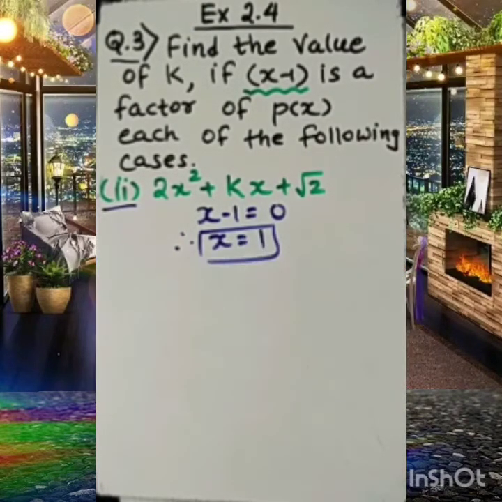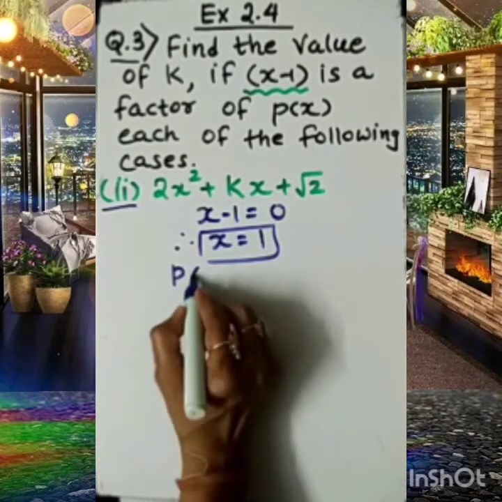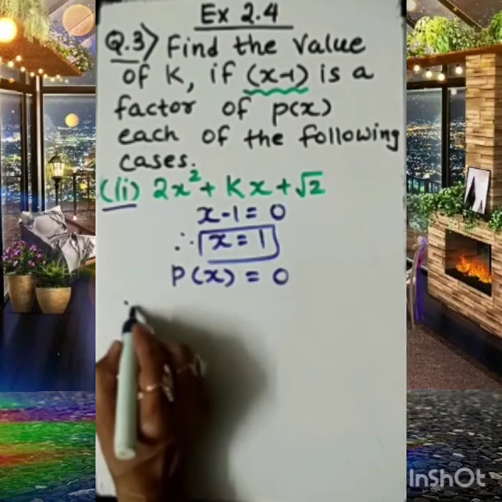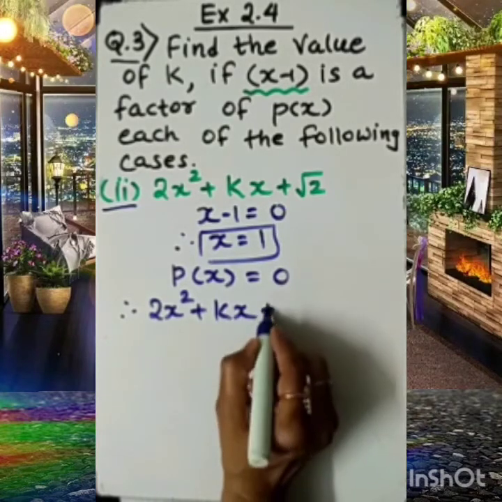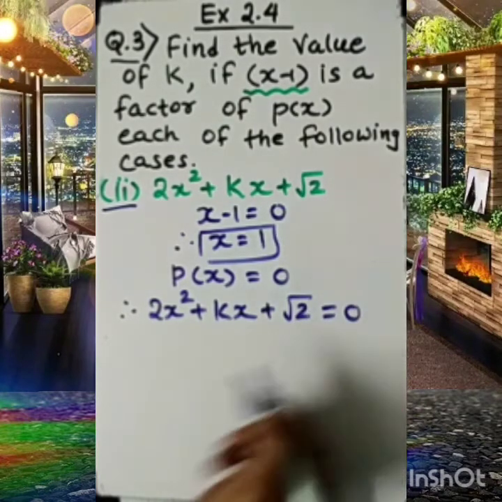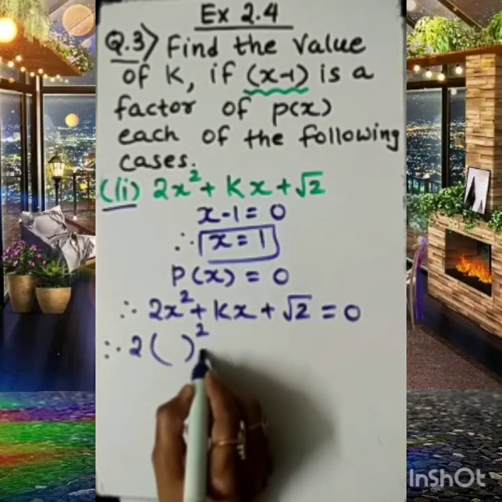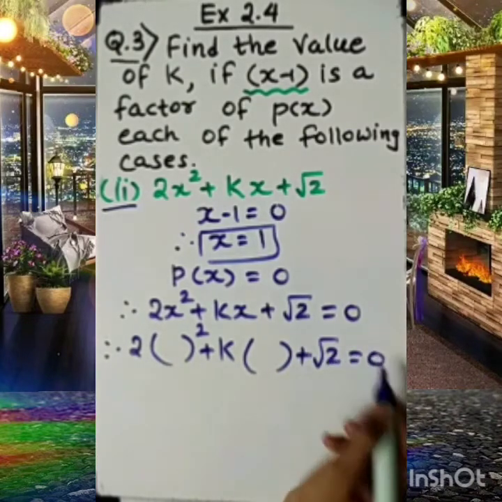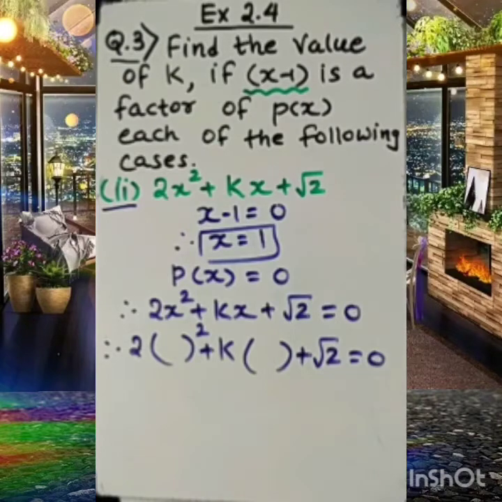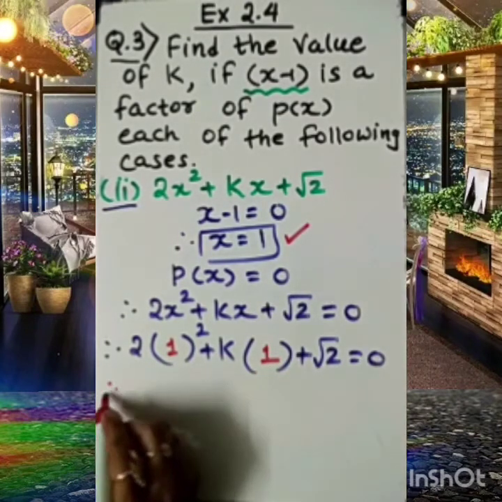Now, what we are going to do with that? Now we know here p(x) equal to 0. Let's begin with this. p(x) equal to 0. Therefore, 2x square plus kx plus root 2 equal to 0. Therefore, in place of x I am writing the value of x, which we know is 1. Let me put it here. That is 1. So let's simplify.